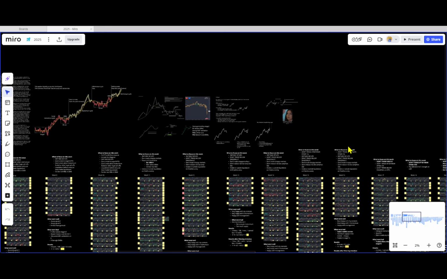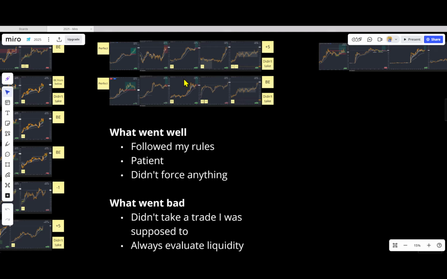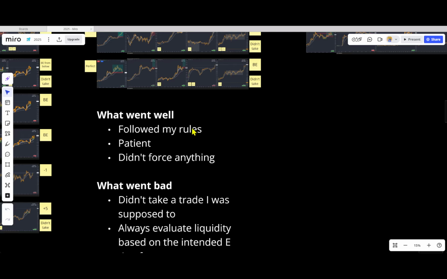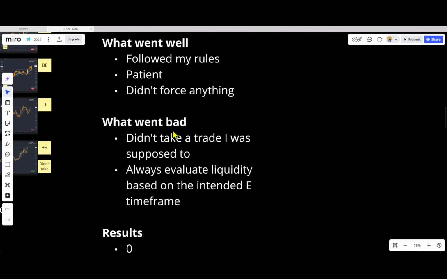All right, so here we are. And before I get into this trade, as always, I'm just gonna check how last week went. So last week I only had two trades. Looks like, well, I didn't take any of them, so I actually didn't have trades, but there were two trades that I could have taken, one BE, one +5. So I followed my rules well, I was very patient, and I didn't force anything, cool. But what went bad is that I didn't take a trade I was supposed to.